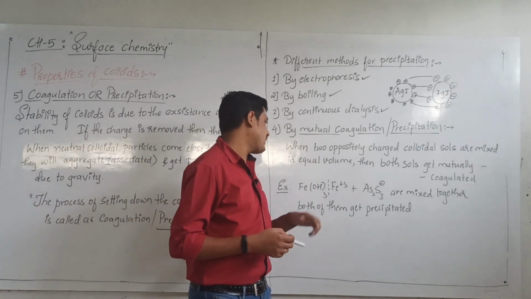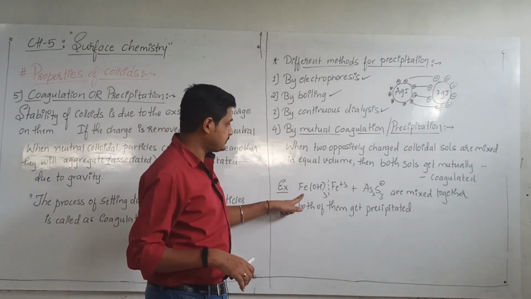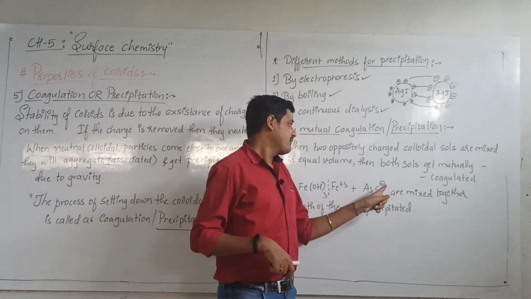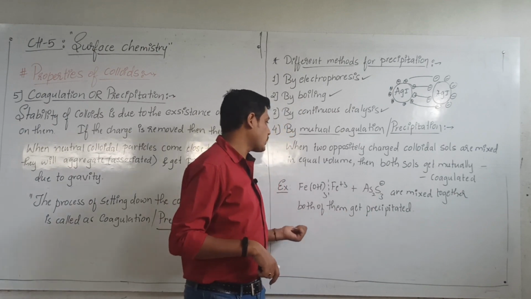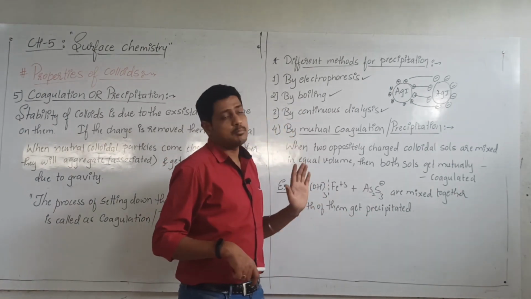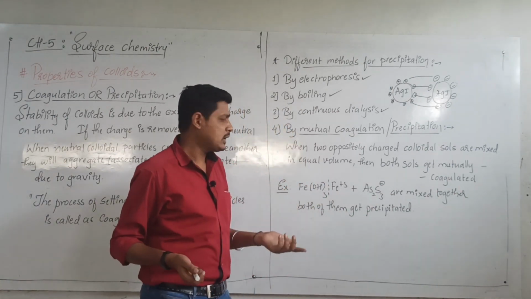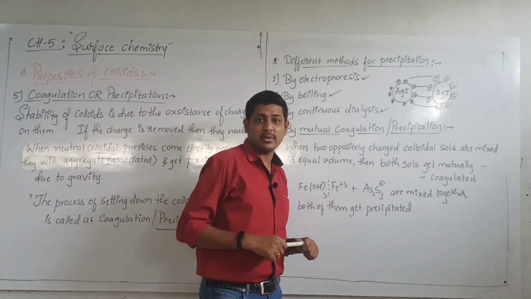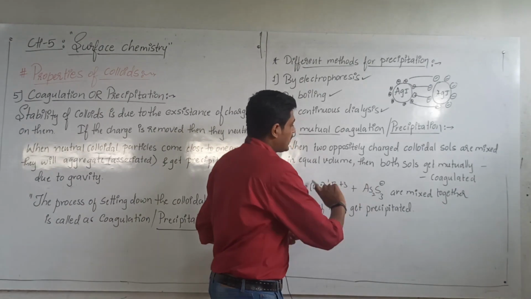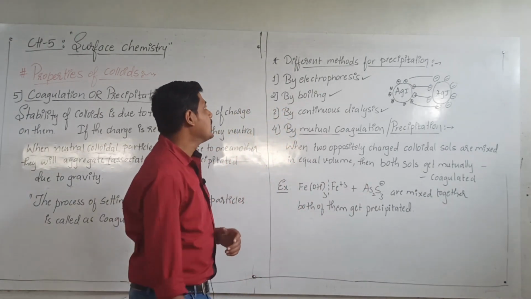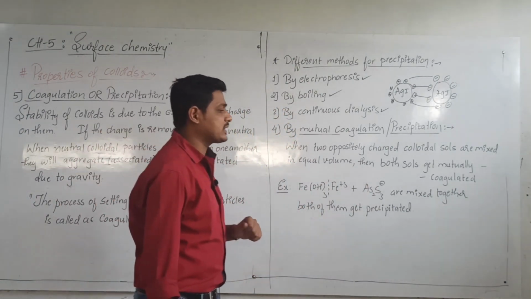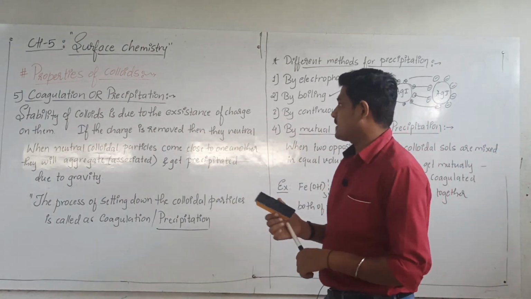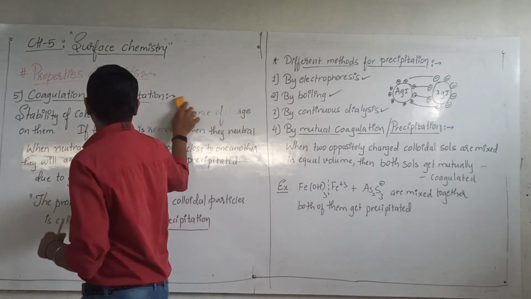Here one example we have taken: ferric hydroxide, which is positively charged, when it is mixed with arsenious sulfide, which is negatively charged, both of them will get precipitated. Even ferric hydroxide will get precipitated and arsenious sulfide will be precipitated. Why? Because their charge will be removed. So these are the four methods. There is one more method called addition of electrolytes, so that we shall see now, the fifth method.